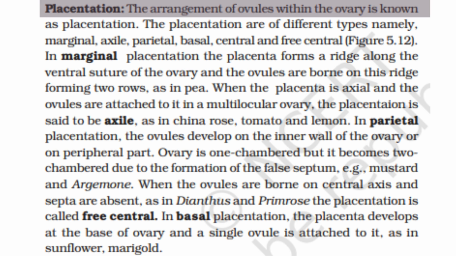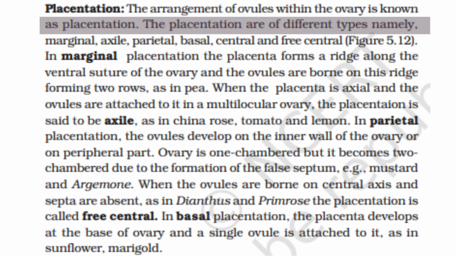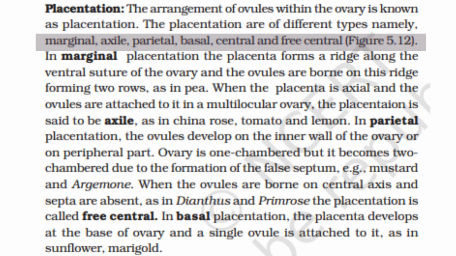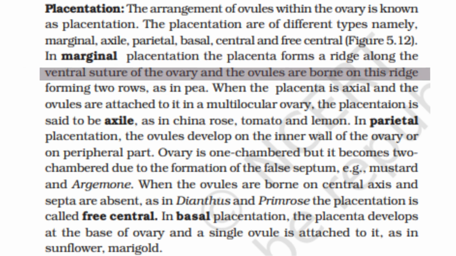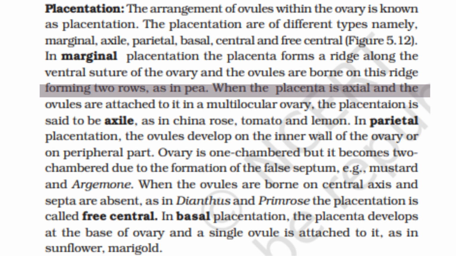Placentation. The arrangement of ovules within the ovary is known as placentation. The placentation are of different types, namely marginal, axial, parietal, basal, central, and free central. Figure 5.12. In marginal placentation, the placenta forms a ridge along the ventral suture of the ovary, and the ovules are borne on this ridge, forming two rows, as in pea.